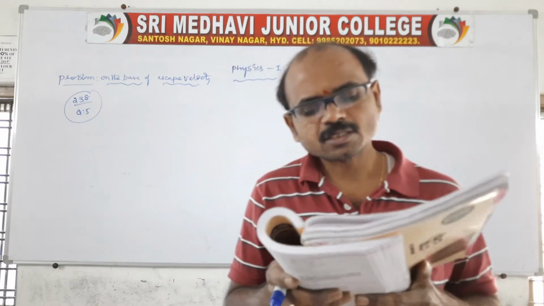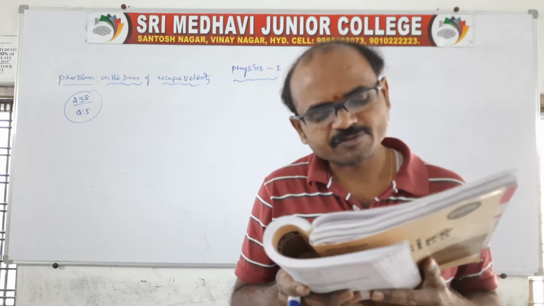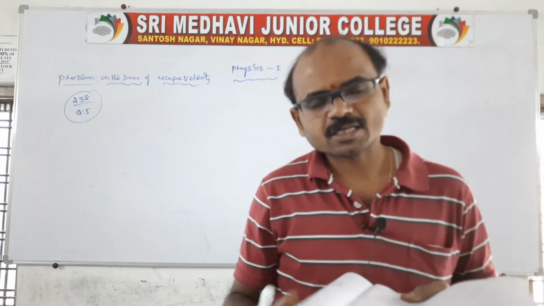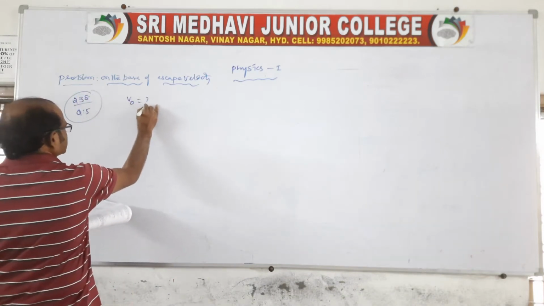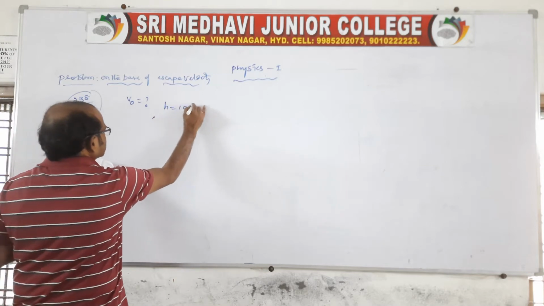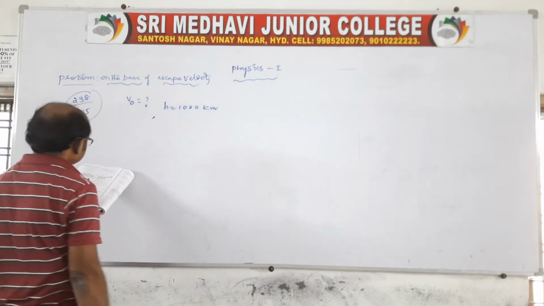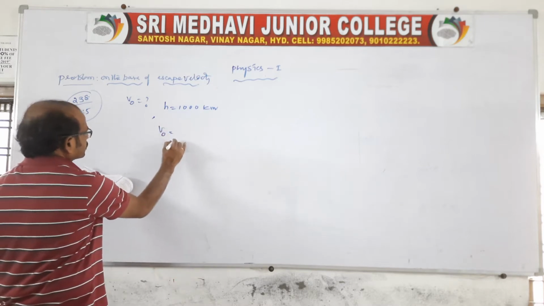A satellite is orbiting the earth at a height of 1000 km. Find its orbital speed. Very simple. It is asking V naught is equal to question mark. The satellite height is given as 1000 kilometers above the earth's surface. Now it is asking to find the orbital speed.